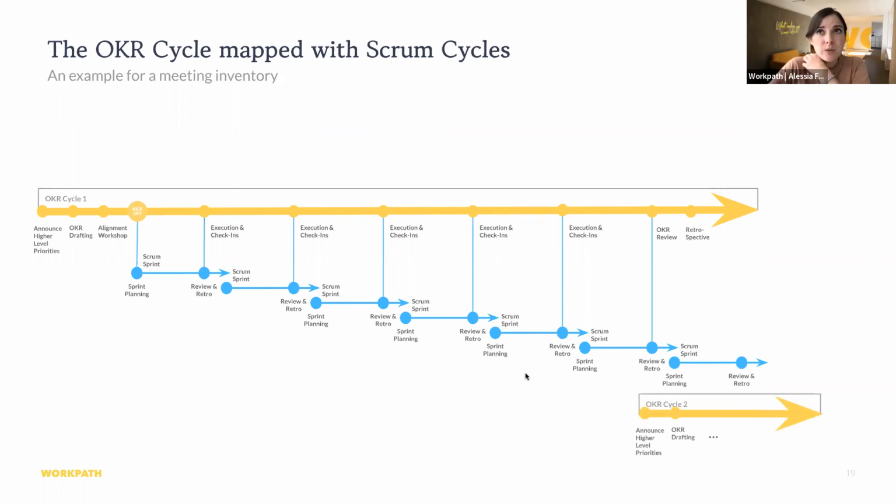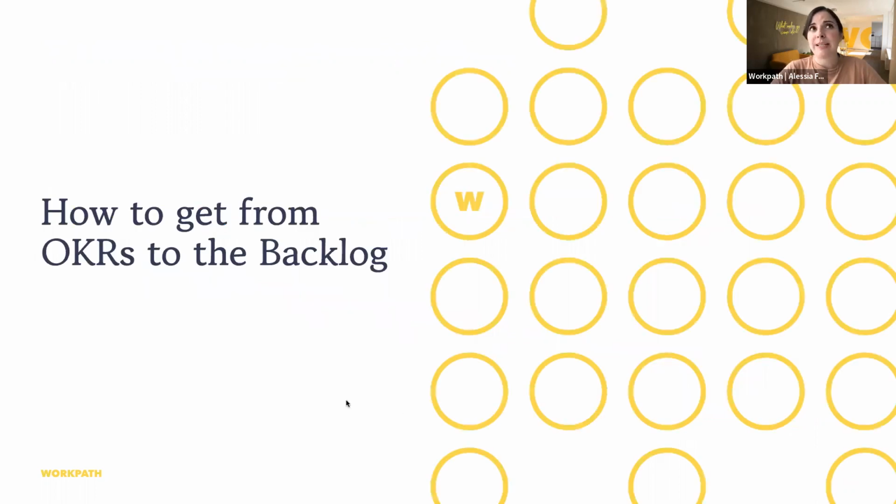And here, of course, we need to consider that the cycles always intertwine with each other somehow. So by the last sprint, so to say, we probably already need to think about what are the new OKRs that we should set based on the high level priorities. So this is how it all intertwines. Yeah, and then let's move into an example of how exactly to get from the OKRs to the backlog.